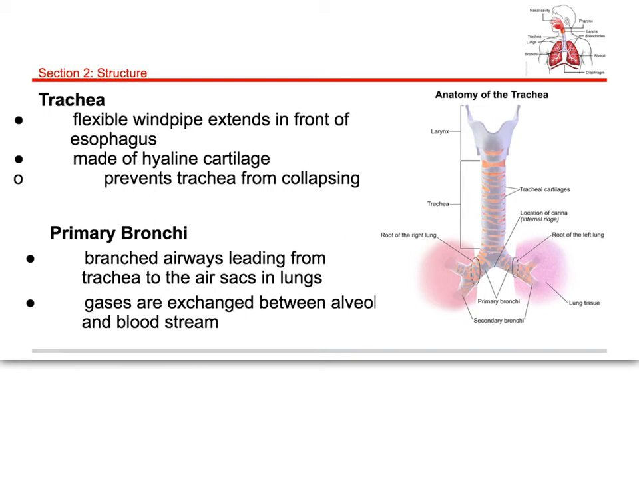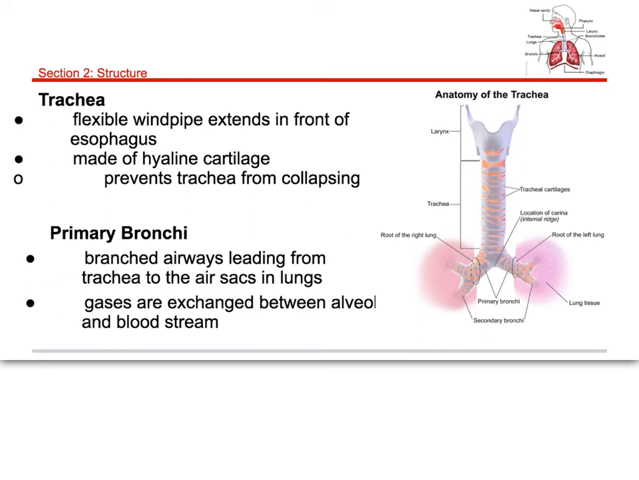This windpipe is very flexible, and it is made of hyaline cartilage. But what that cartilage does is prevent it from collapsing, and that's the function that I really want you guys to focus on. That cartilage is strong yet flexible, and essentially what it's going to do is prevent that tube from closing. All right, that's very, very important.